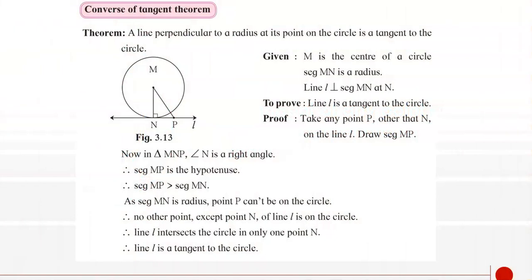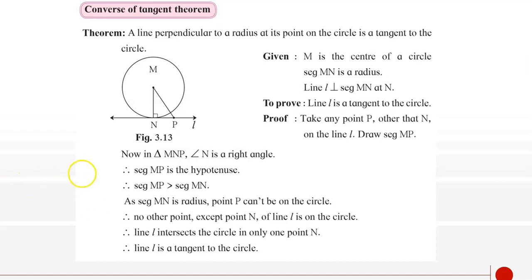A line perpendicular to a radius at its point on the circle is a tangent to the circle. You can refer to figure 3.13. The given information is: M is the center of a circle and segment MN is a radius. Line L is perpendicular to segment MN at point N. And what are we supposed to prove? Line L is a tangent to the circle. So let us start with the proof.